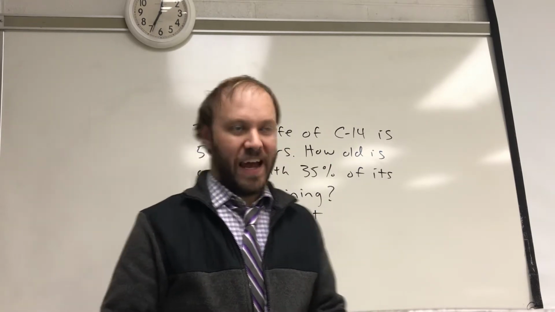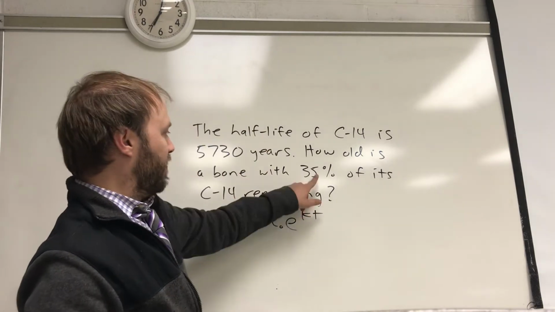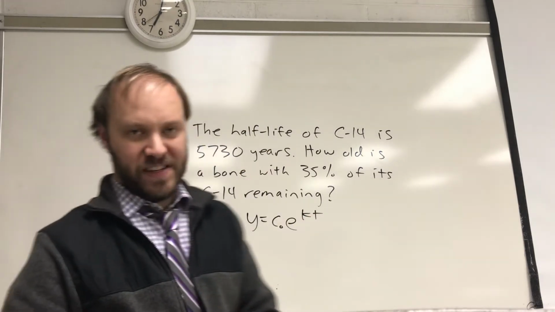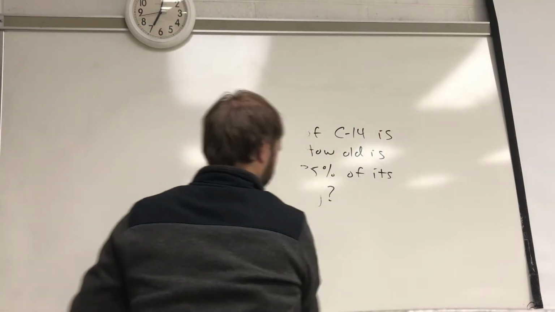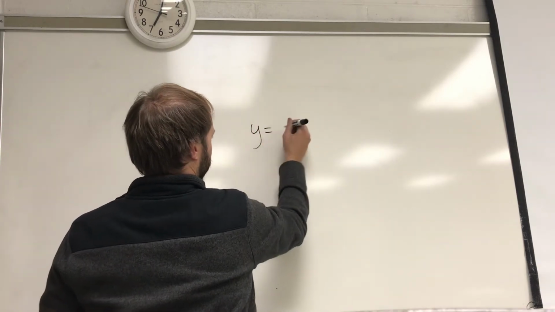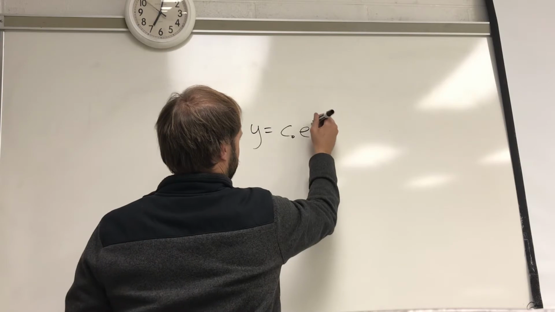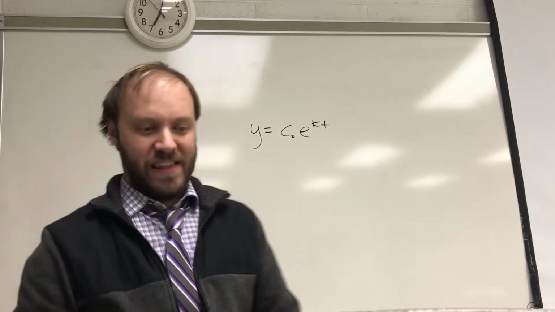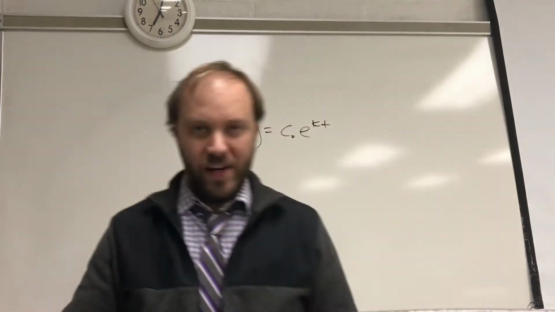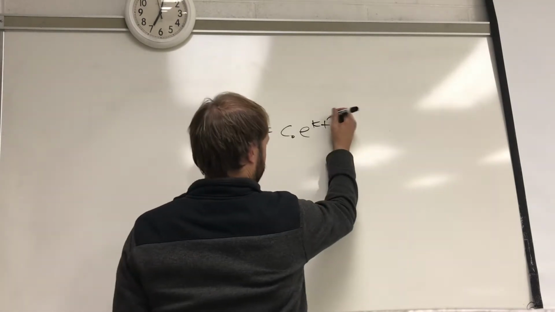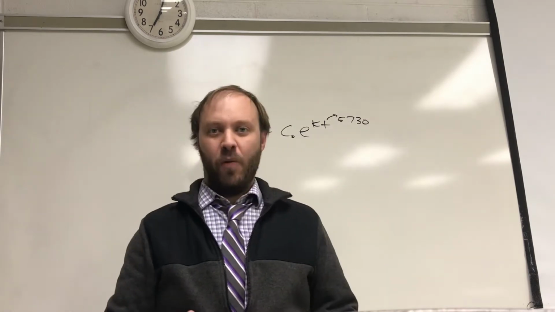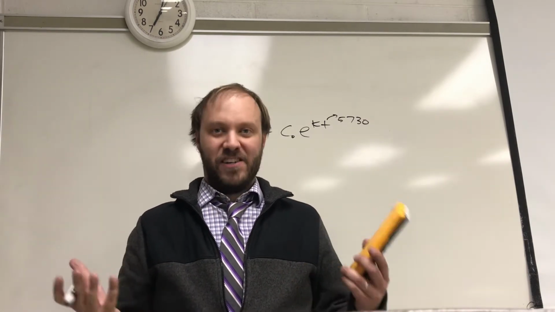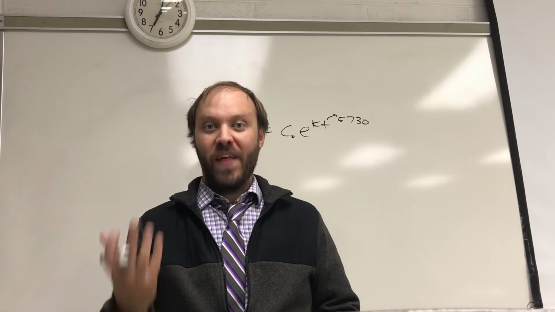Okay, so again, our key here is 35% remaining. Half-life is 5730 years. So let's try to model what's going on here. You're actually going to need two equations here. You've got your y equals C naught e to the kt power. The first thing you want to focus on is the half-life. Okay, so we know that the half-life would be the number of years, that's 5,730. We need to figure out what the growth rate, it's not actually a growth rate, it's a decay rate. We need to find out what that percentage is.